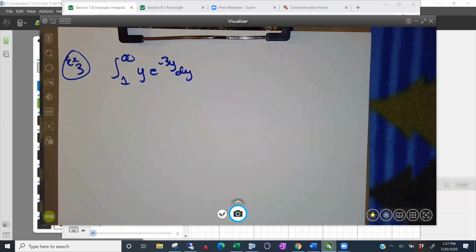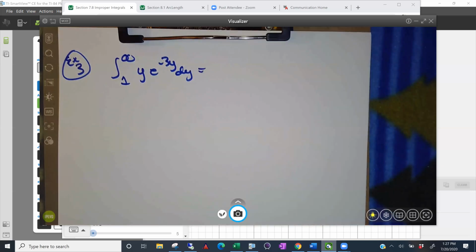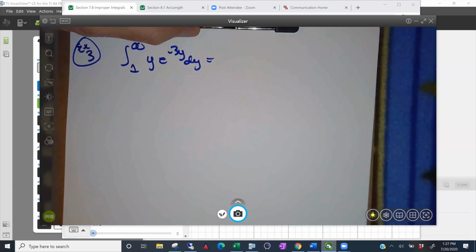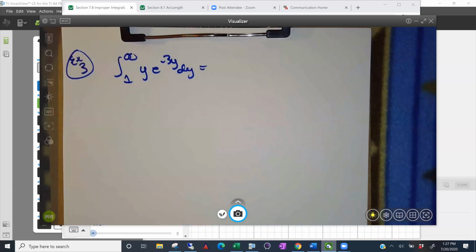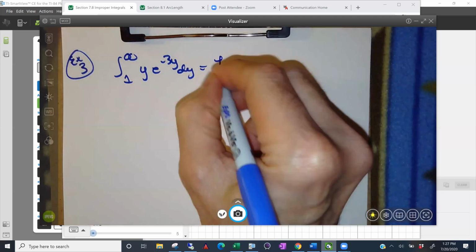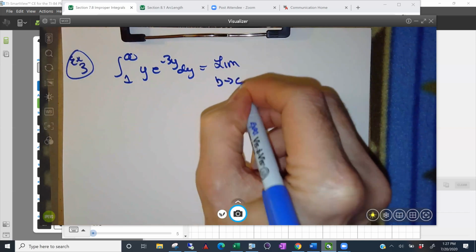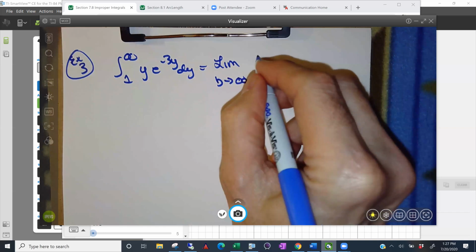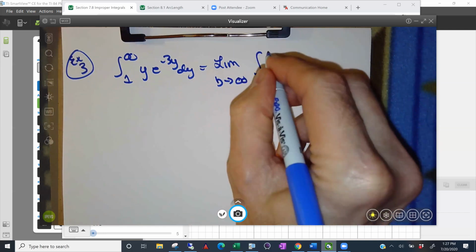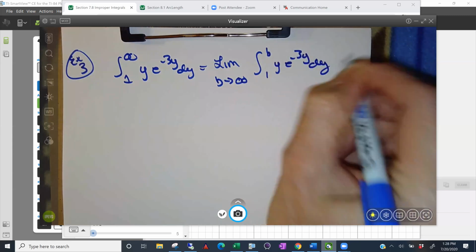Somebody help me out with the first step. What should I do first? I'll change it to b and infinity. Beautiful. I do want to see you guys writing limits on these things. It's something that I'd probably take off a point for. So just giving you a heads up on that out of fairness. So limit as b approaches infinity of the integral from 1 to b of y e to the -3y dy.